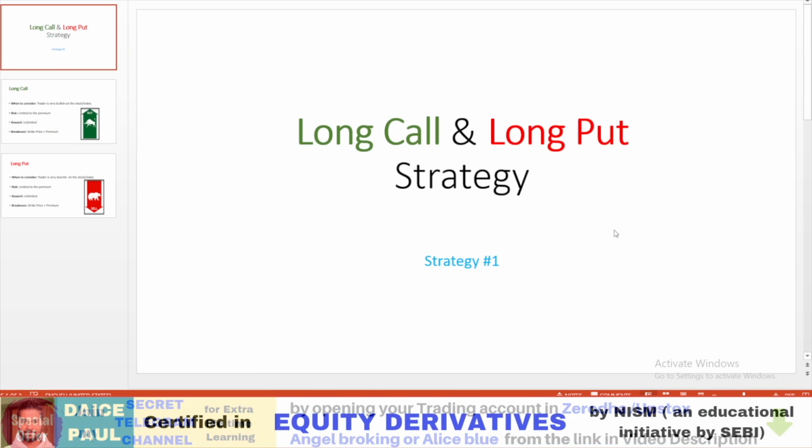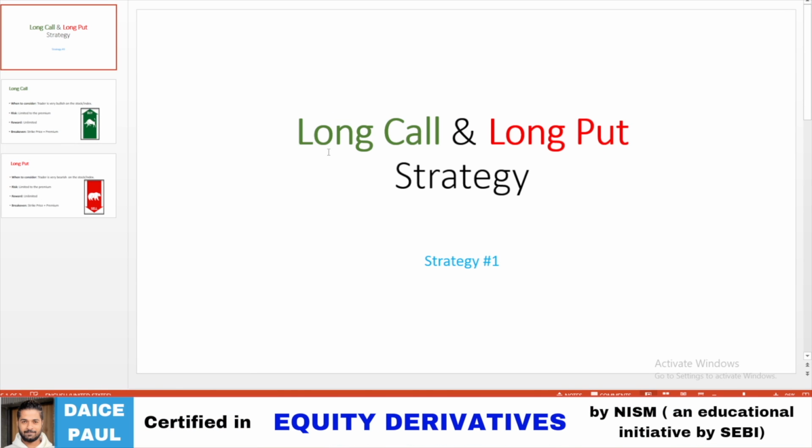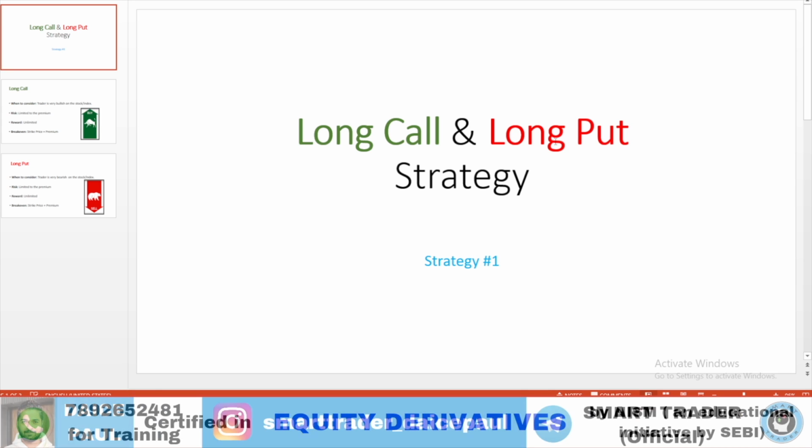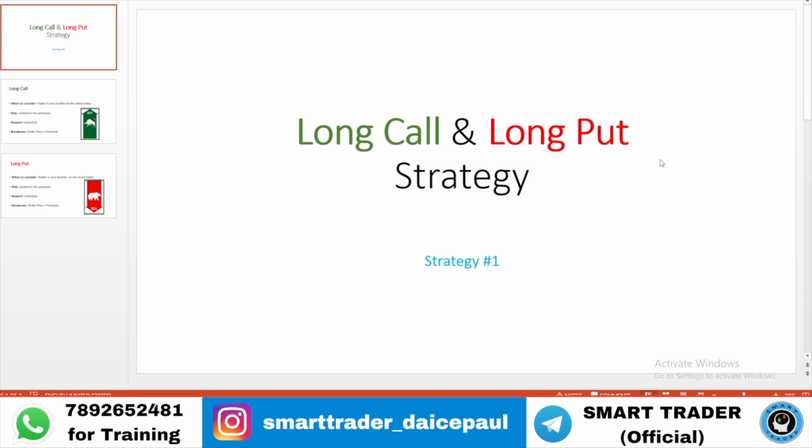All right, so long call and long put strategy. Basically here long means buying, okay? So buying is long and shorting is sell. Here we're going to talk only about the buying side, either call option or put option. So what are these, and how do they look in theory and in practice is what we're going to discuss.